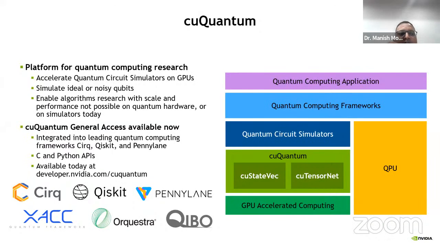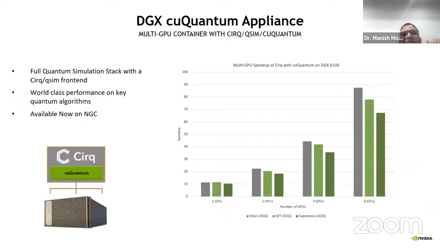Frameworks like Cirq, Qiskit, and PennyLane, which are most commonly used, are available on cuQuantum, and they have C and Python APIs. One can go and download from developer.nvidia.com/cuquantum. Just to say, we accelerated these frameworks, so one who is using these frameworks can continue to use them. Inside cuQuantum, these frameworks are accelerated and one can get the speed up.